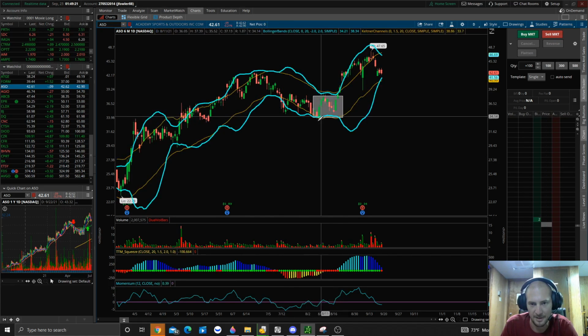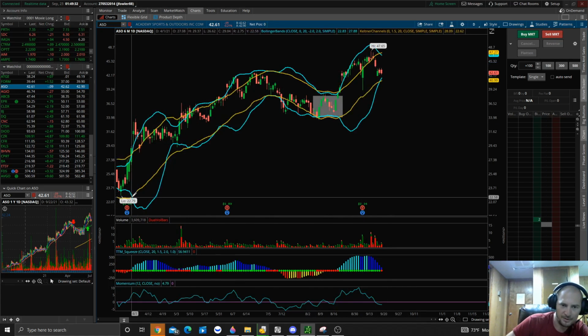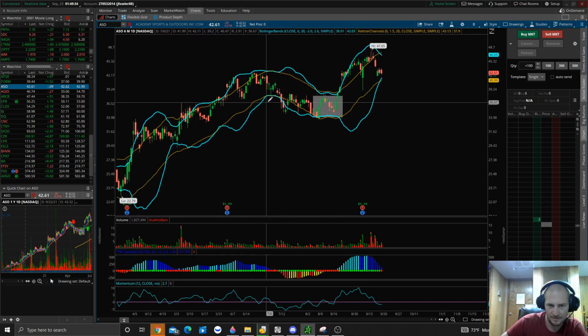Bollinger Bands inside the Keltner channels. Squeeze fires off. Momentum is increasing. If you had gotten in on either of these 2 days, you would have made a very nice profit off of this squeeze. But if you notice, we are currently in an uptrend.